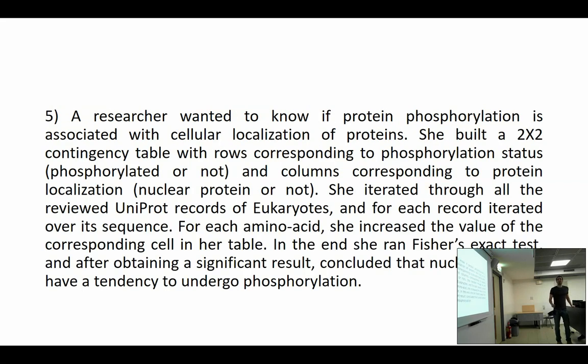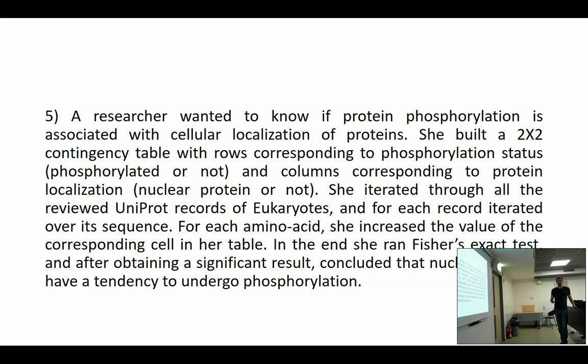Okay, what about this very long example? We have a researcher who wanted to know if protein phosphorylation is associated with the cellular localization of proteins. So she built a 2x2 contingency table with rows corresponding to phosphorylation status, either phosphorylated or not, and columns corresponding to protein localization, nuclear protein or not.